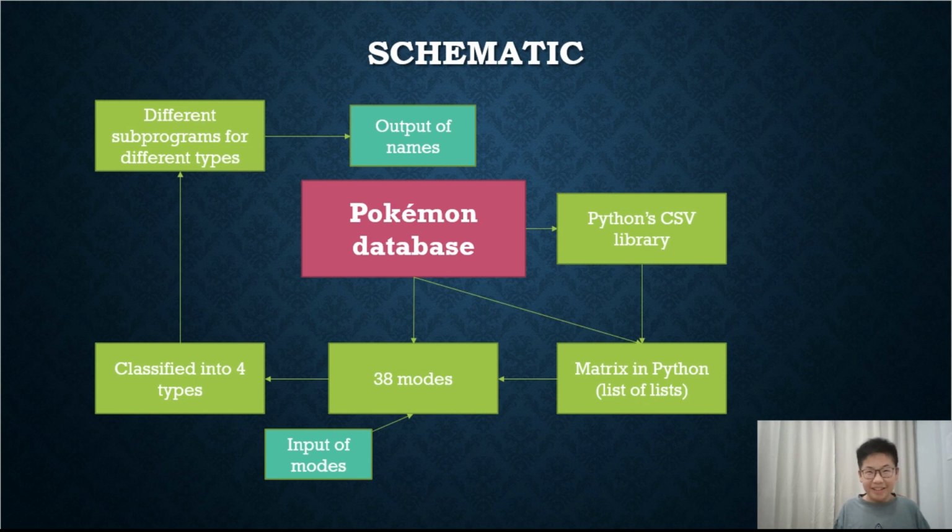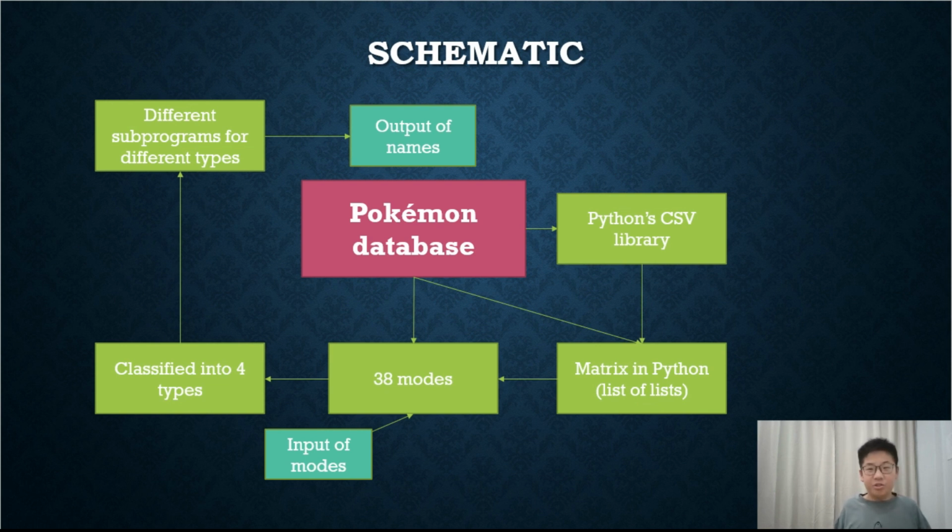Oops. See, I told you it was not done well, okay? So here's a schematic. You can see this big red rectangle in the middle, that's the Pokemon database I was using. The Pokemon database will immediately go to the Python CSV library where I create a matrix in Python, basically a list of lists. That's what a matrix is.